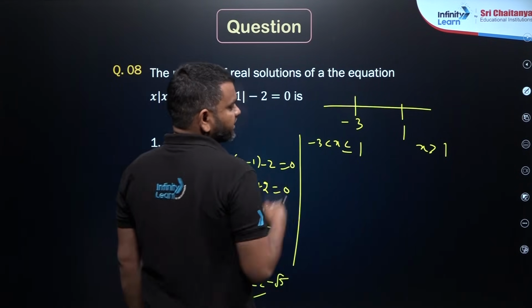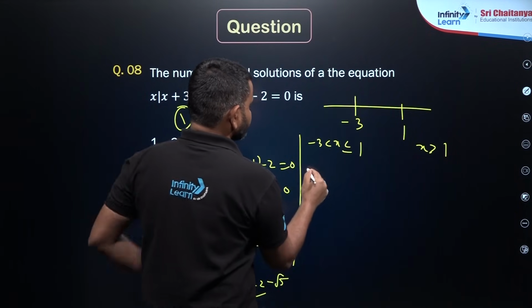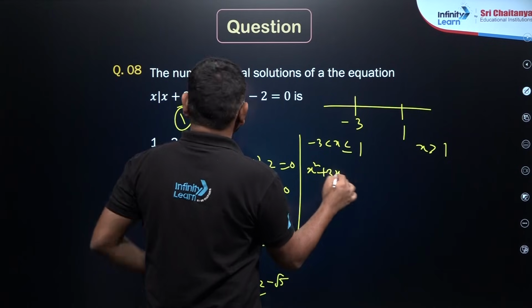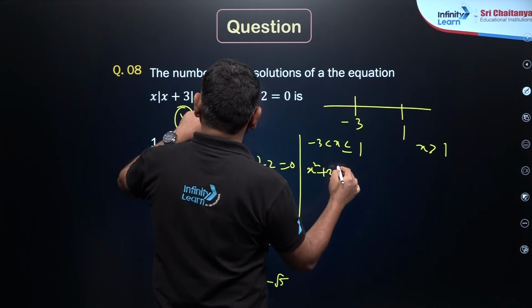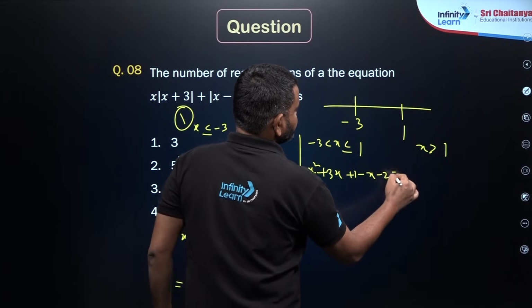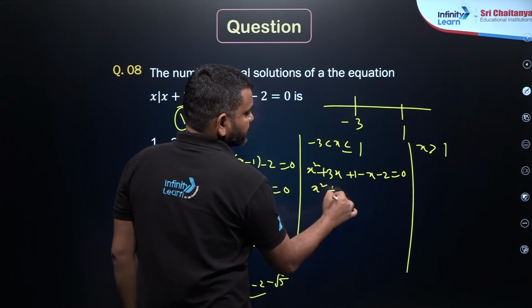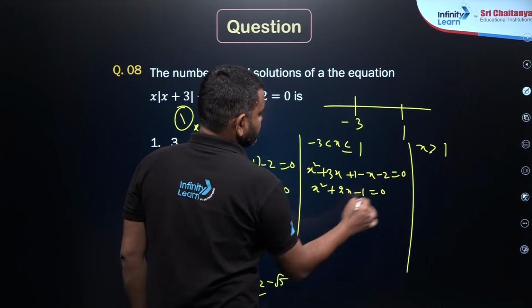Alright, in between minus 3 and 1. So minus 3 value is going to be positive, which means x square plus 3x, and the other one is going to be negative. So minus, if I am multiplying, plus 1 minus x I will get, and minus 2, that is equals to 0 we are getting. So x square plus 2x minus 1, that is equals to 0.